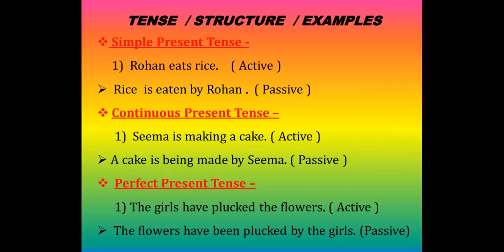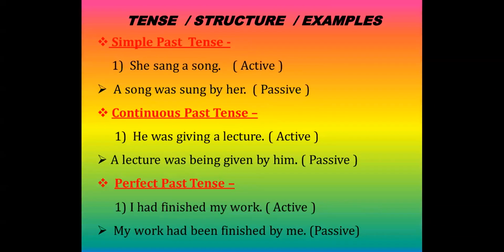In simple present tense, Rohan eats rice. Rice is eaten by Rohan. In present continuous tense, Sima is making a cake. A cake is being made by Sima. Present perfect tense, the girls have plucked the flowers. The flowers have been plucked by the girls.